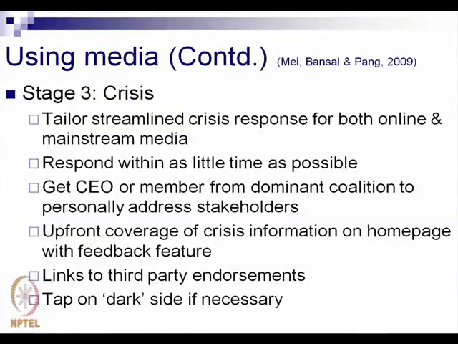Tap on the dark side if necessary. If necessary during the crisis, definitely use the dark side. Say yes, this is the real negative truth about our organization, but we are telling you so that you don't get incorrect information from someone else. So you should be the one sharing the accurate information about yourself through the media with the people, and that's how communication helps during a crisis.